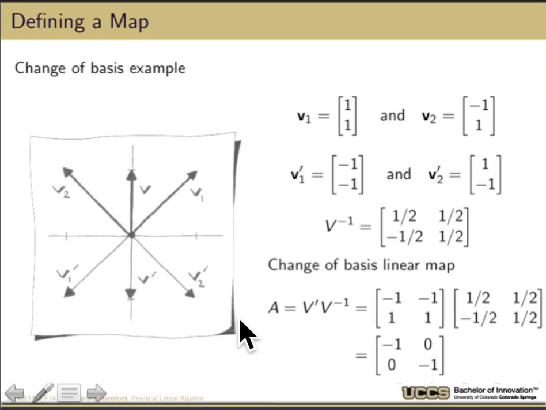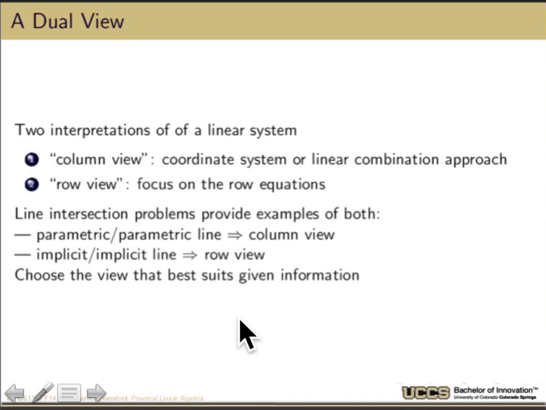Okay. So we've talked a couple of times about representations. And so it's important that we finally end this chapter by looking at what we call the dual view. For any linear system, there are actually two interpretations. If we view what we call the column view, it's a coordinate system or linear combination approach.